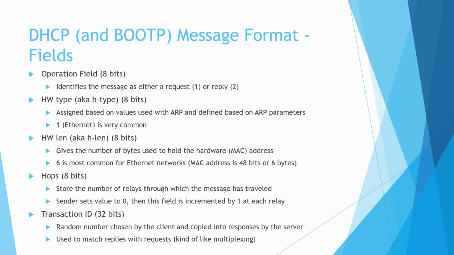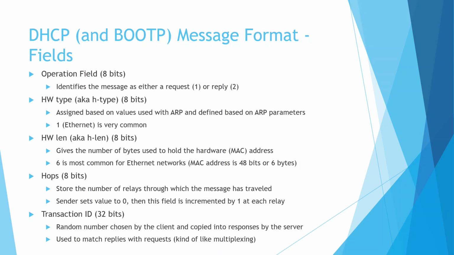And then we have HWLEN, or HLEN, and that's going to be another 8 bits. This gives the number of bytes that are used to hold the hardware MAC address. 6 is going to be the most common for Ethernet networks, so basically we're looking at the MAC address having 48 bits or 6 bytes. That helps us determine exactly how much information we can put in that field.